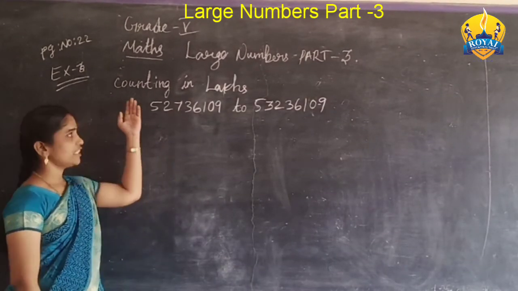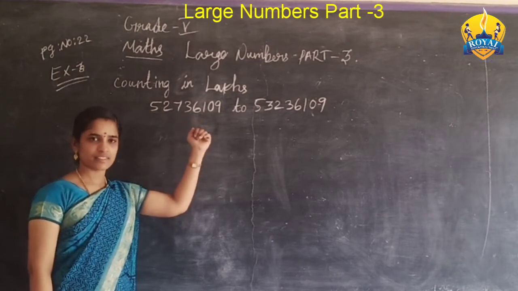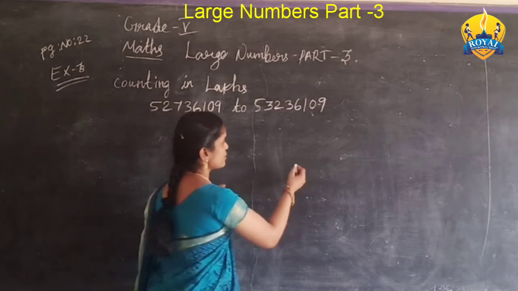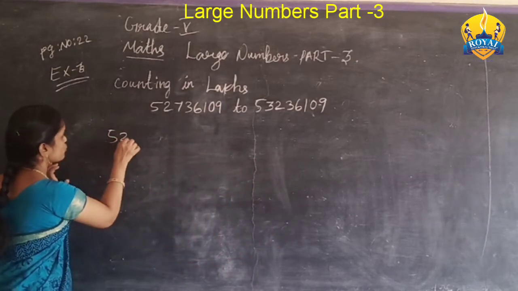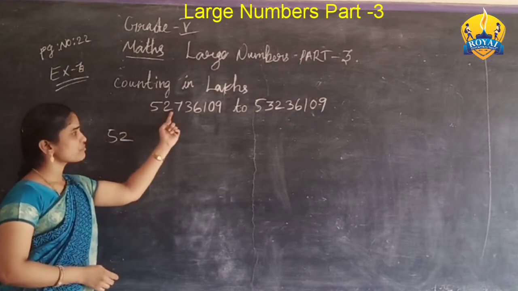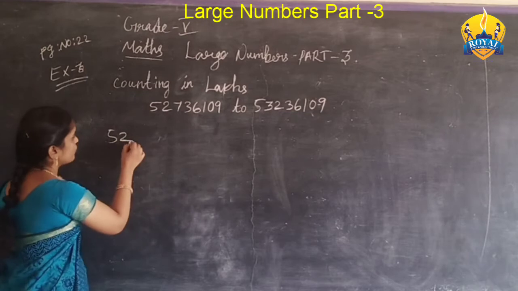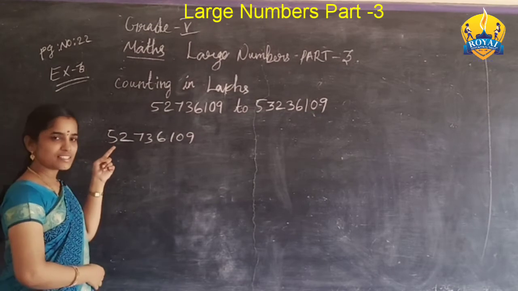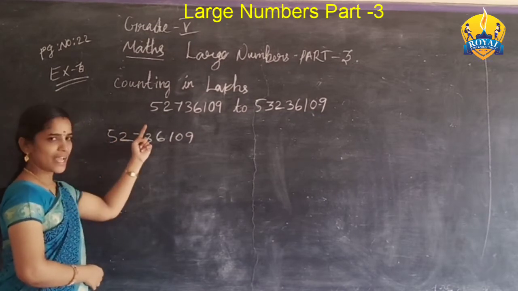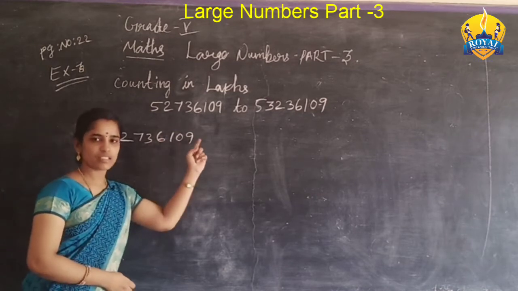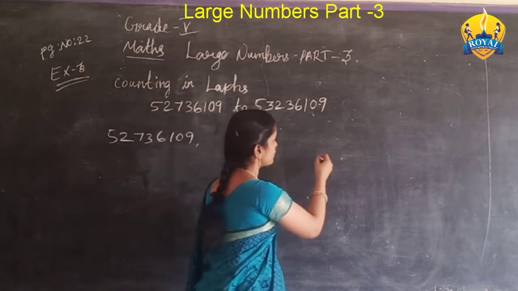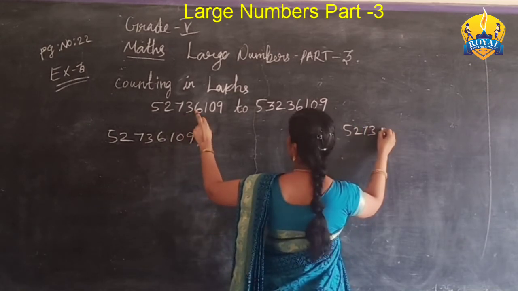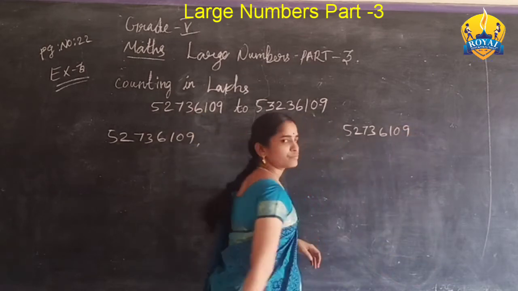Next, counting in lakhs. We add lakhs to the first number. Counting in lakhs, write the numbers from 5,27,26,109. The first number is 5,27,36,109. So we add lakh. I already told you, a lakh has 5 zeros.